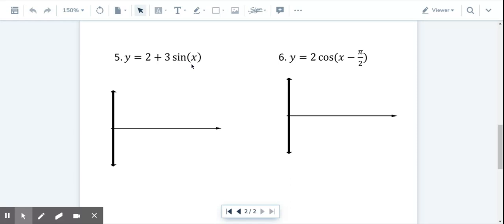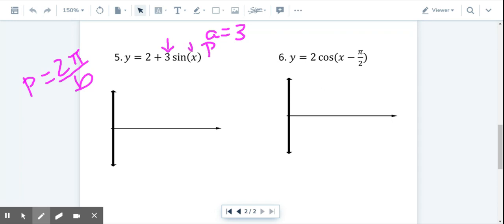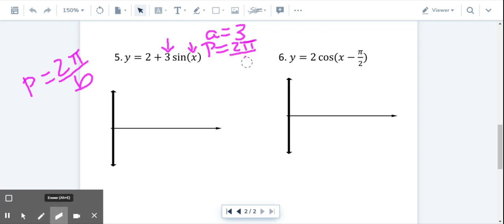So our first step is always to identify amplitude, period, shifts, etc. So here, my amplitude is 3, the number in front of sine. My period always equals 2 pi over b. So b is the number in front of x. Since there's nothing there, that means it's 1. So period equals 2 pi over 1, which is just 2 pi.